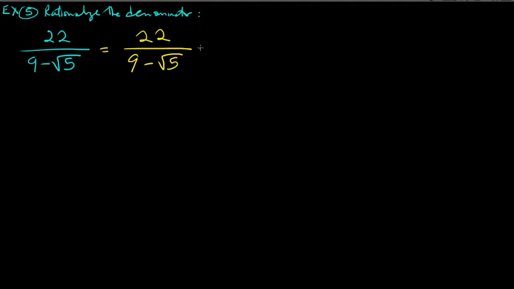Probably the first thing you would think of is, well, let's try the same thing. Let's multiply by square root of 5 over square root of 5. Unfortunately, that doesn't work, okay? And I'll show you why it doesn't work. But again, this is not the thing to do here. Because what happens here is the following.